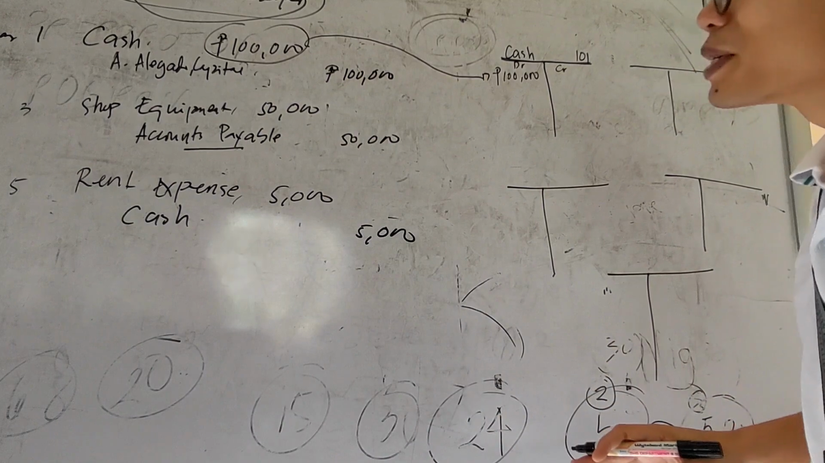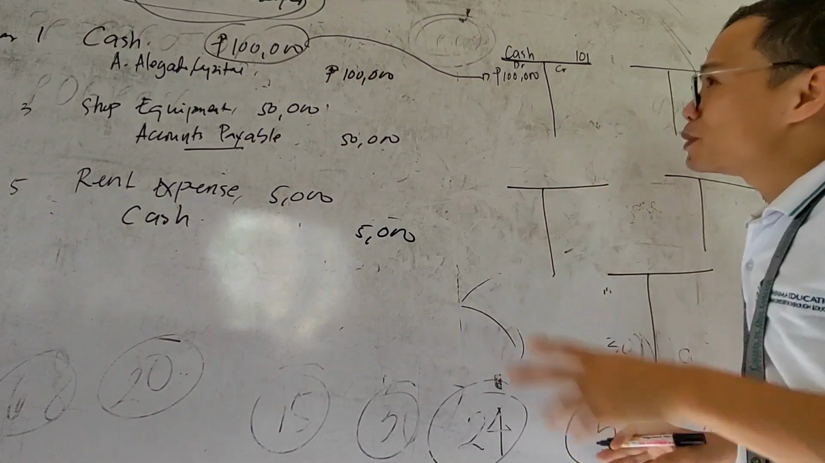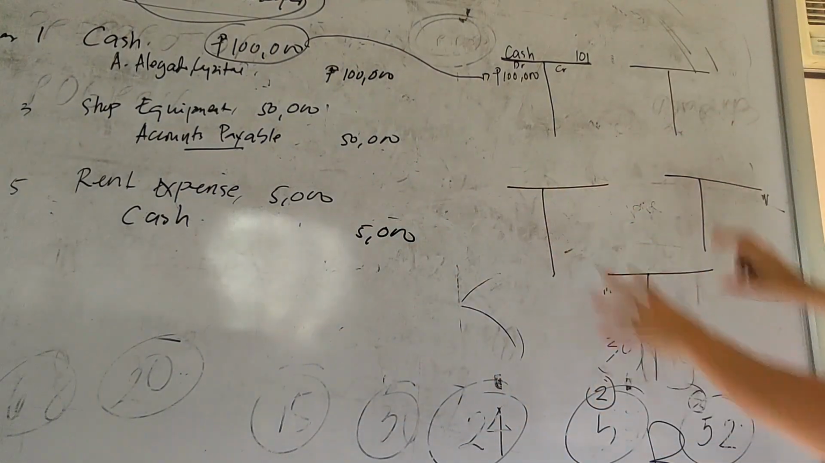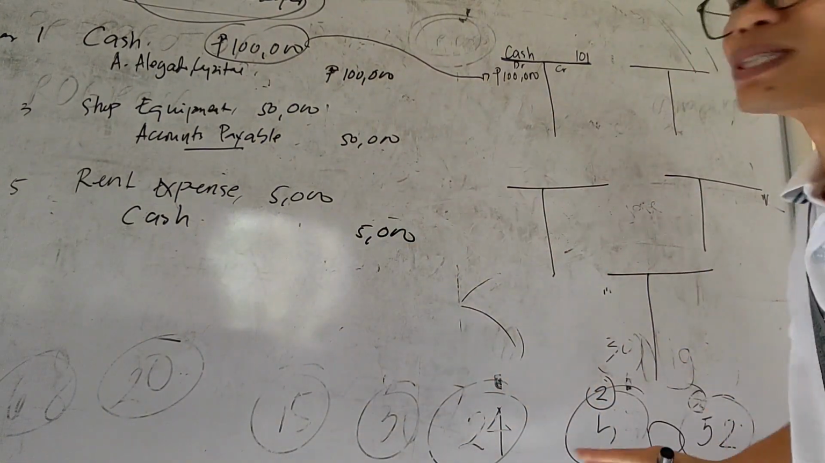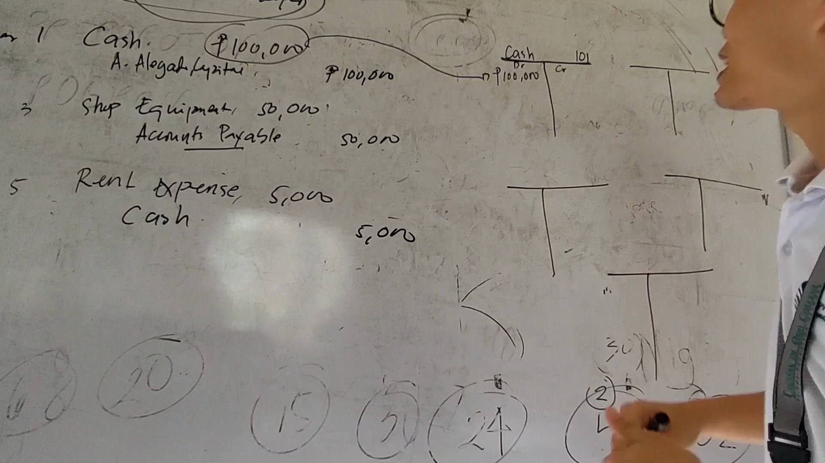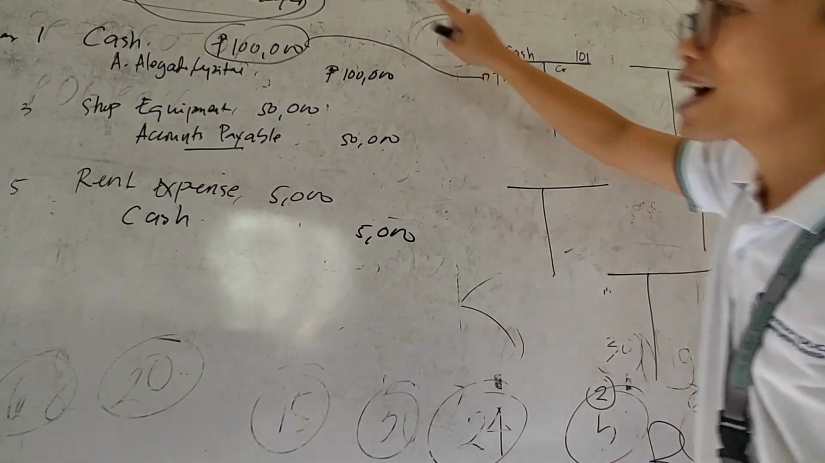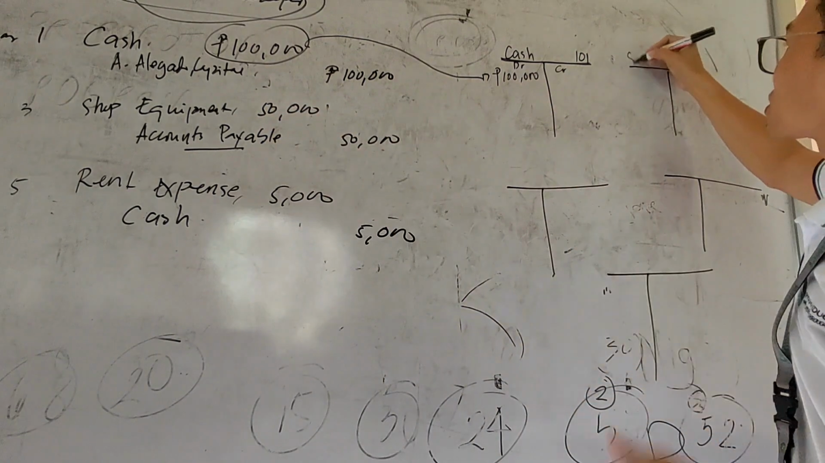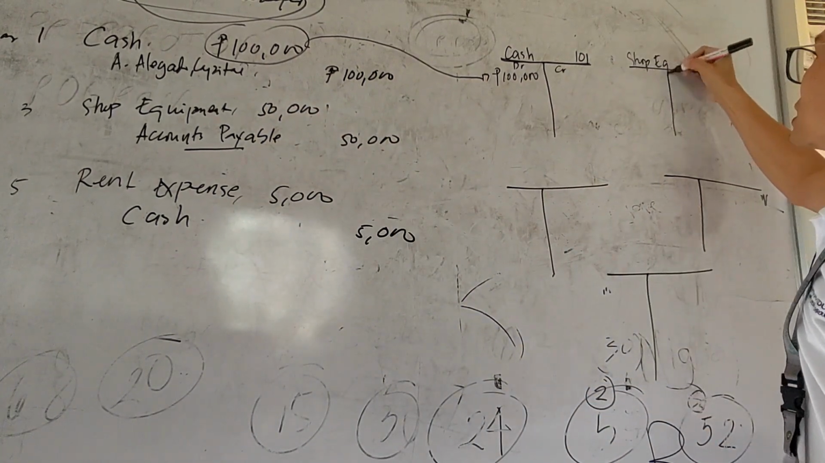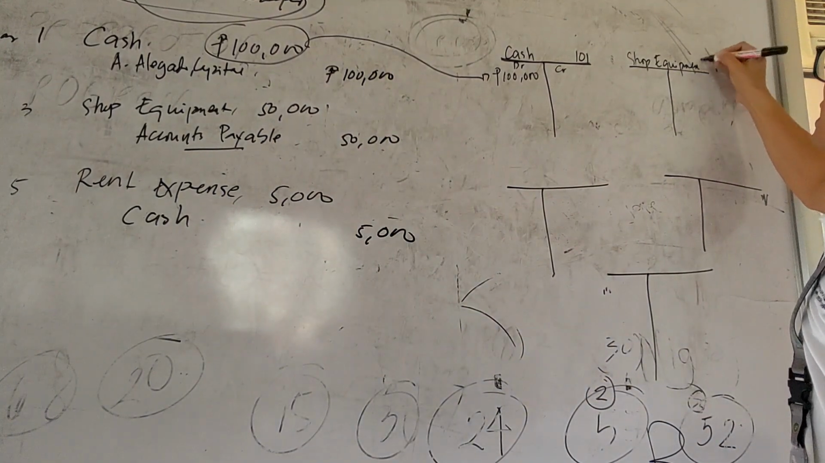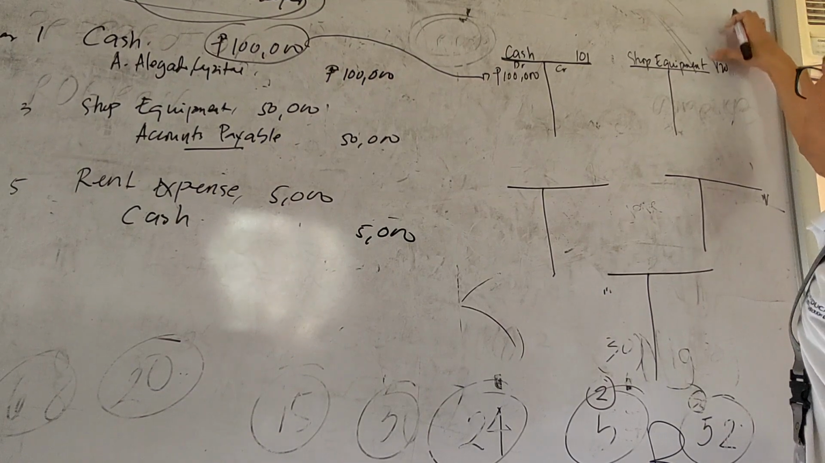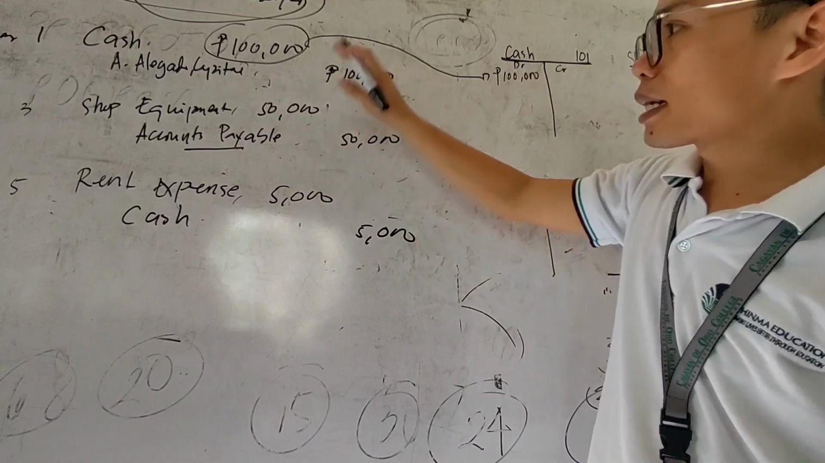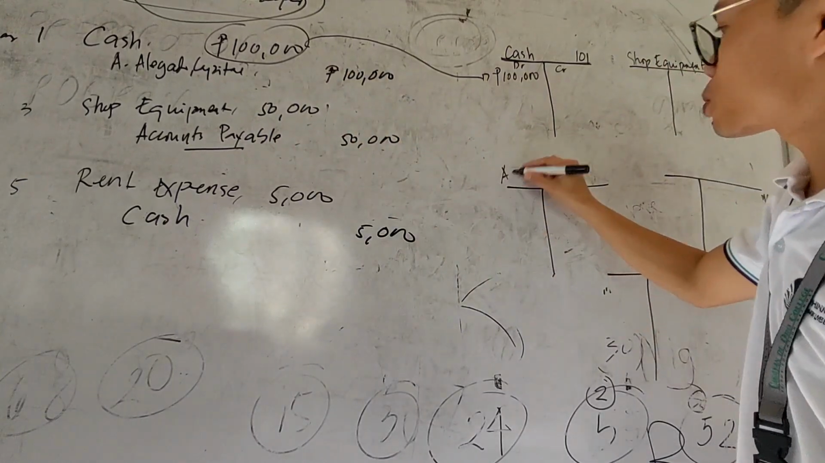Do you follow? The next step is that we have here the capital. But before that, let's label first our T accounts with their corresponding account titles. So we have cash. Do we have other assets here? The only other one is shop equipment. Let's say the account number is 120. We also have here the liability, accounts payable.